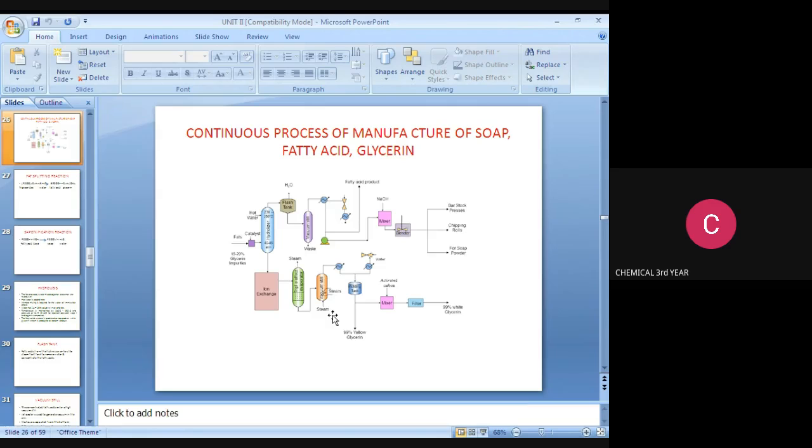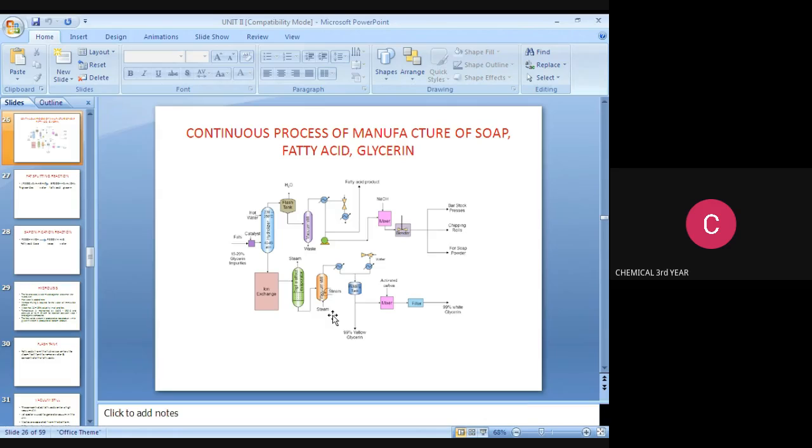At the bottom of the hydrolyzer, what is the product we are obtaining? Already discussed, that is glycerin. That glycerin is passed to the ion exchange column. In this ion exchange column, we are removing salt and color. And then it is passed to the multiple effect evaporator, where we are removing the water. And then it is passed to the vacuum still, introducing the steam.